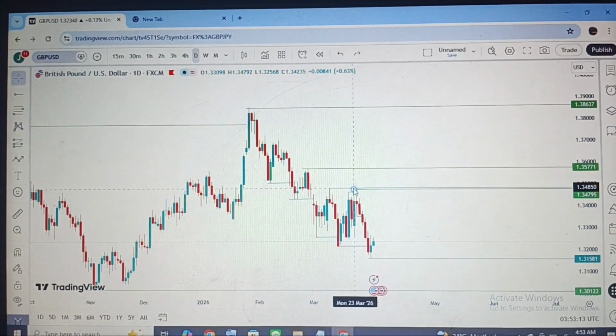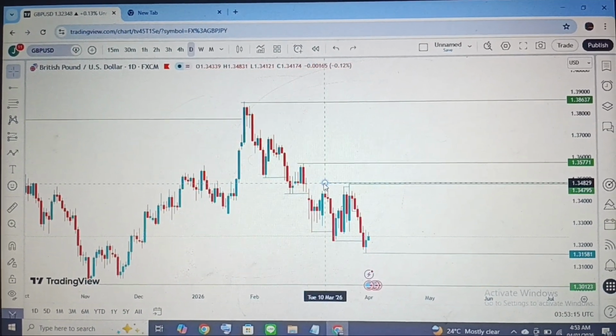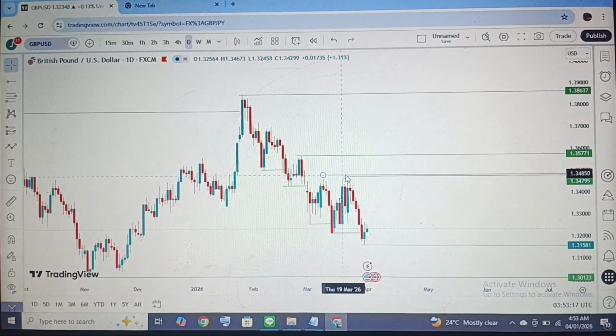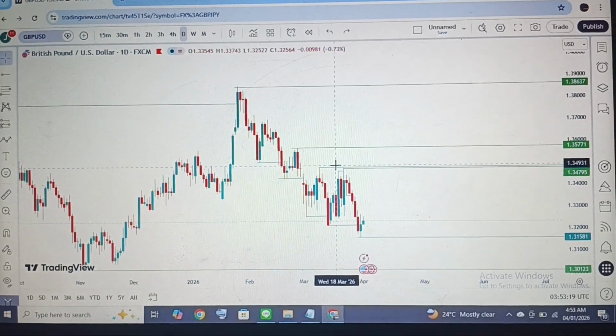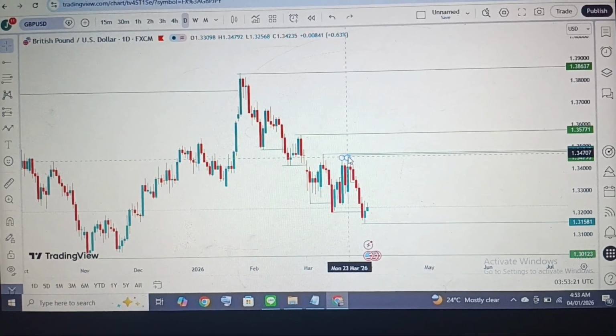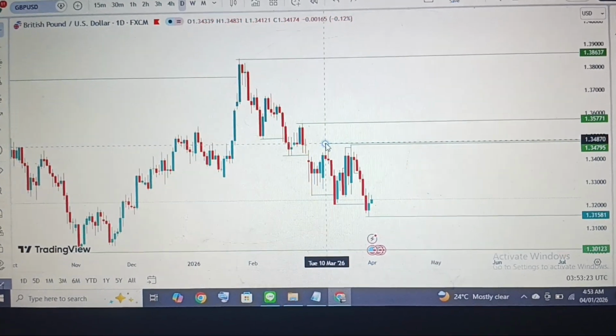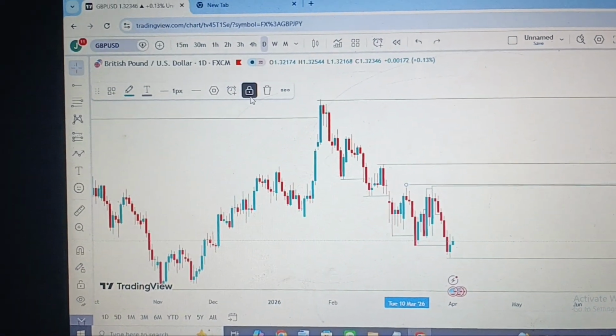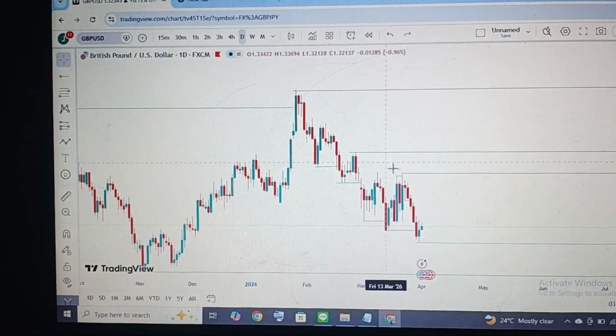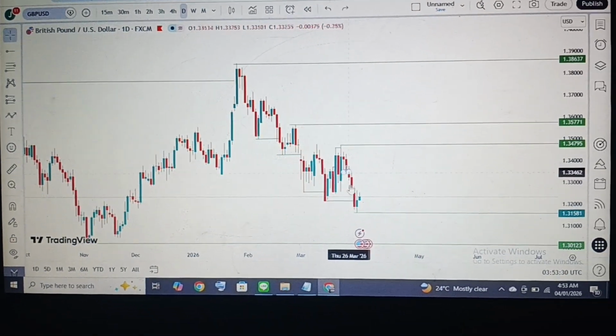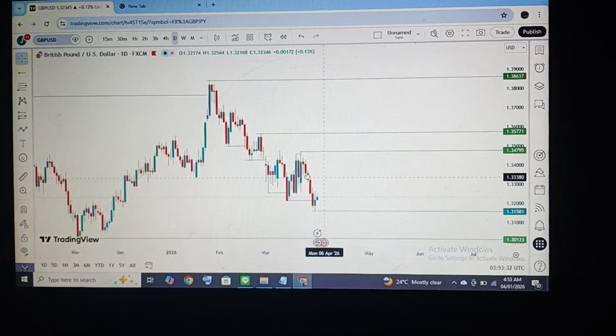Let me remove some of this, because this is almost a relative equal top, so you have a very close horizontal line here. Let me remove this top bar first. I'm sorry. So this is the high that led to the break of structure. So what are we expecting from the market?